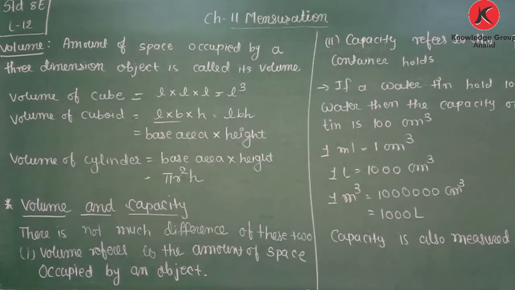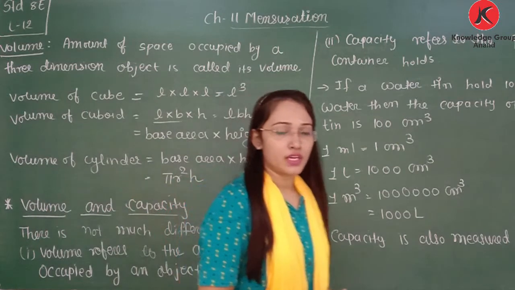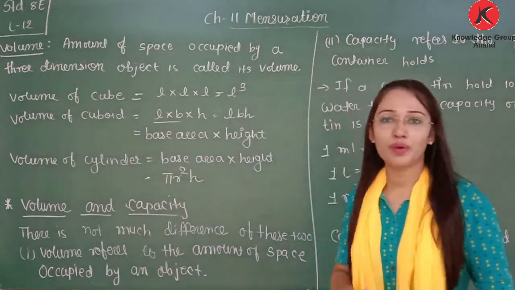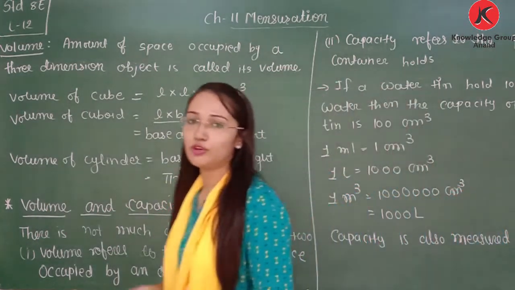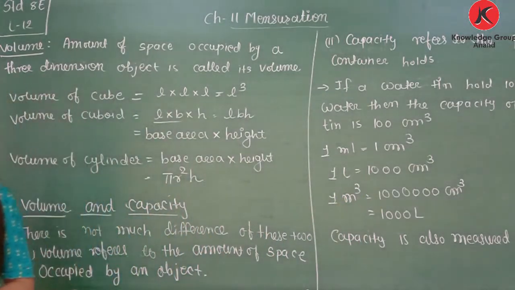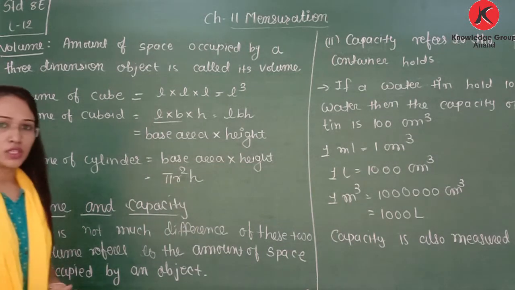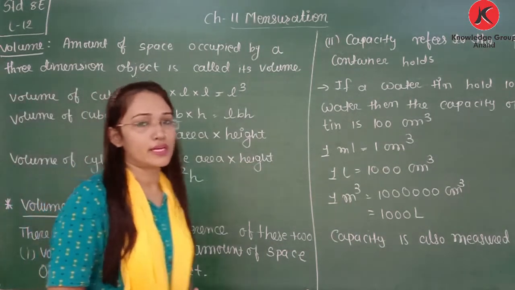Welcome back, friends. Previously, in this chapter, we completed the topic about the surface area. What is the surface area? Surface area means space occupied by the object. If you place an object on any flat surface, whatever space is occupied by that object is its surface area. So we learned the equations for a cube, cuboid, and cylinder.